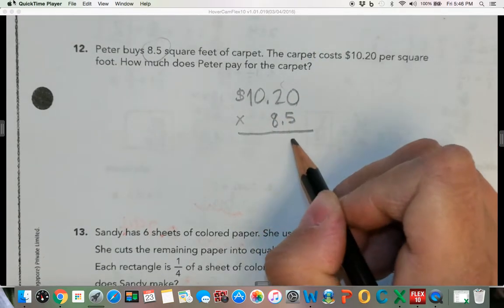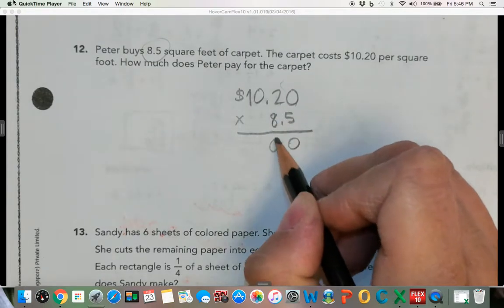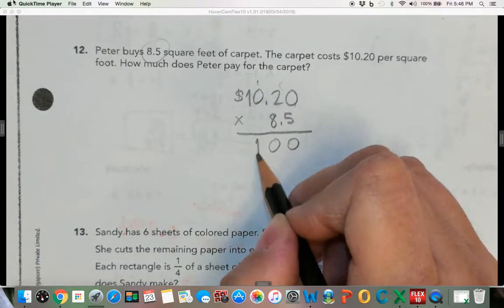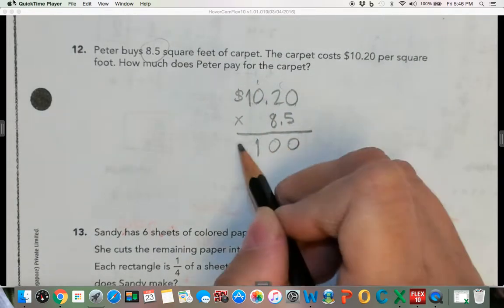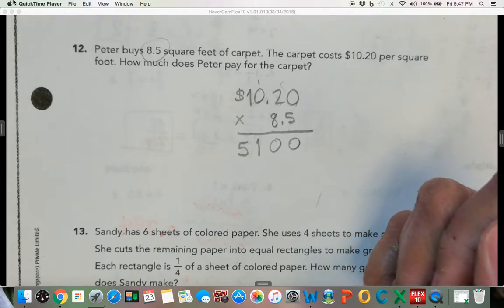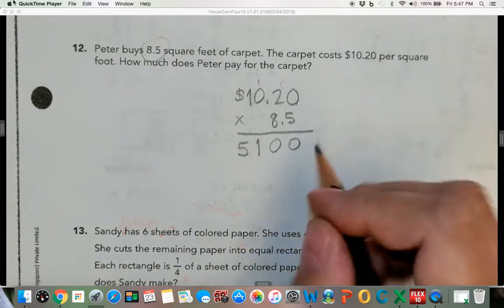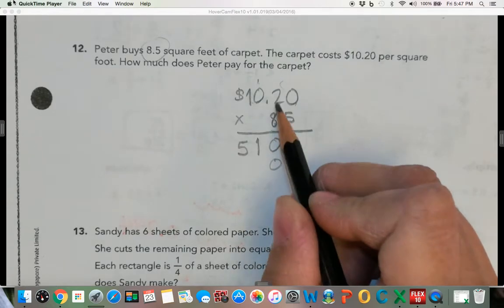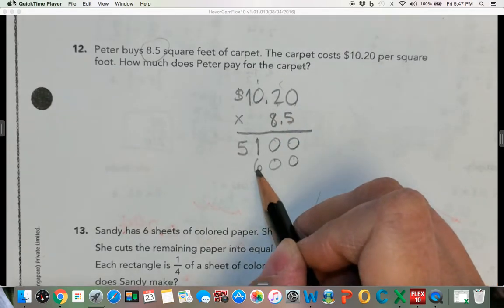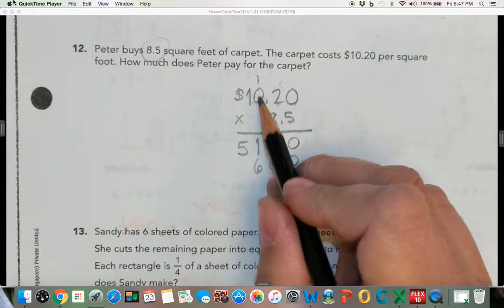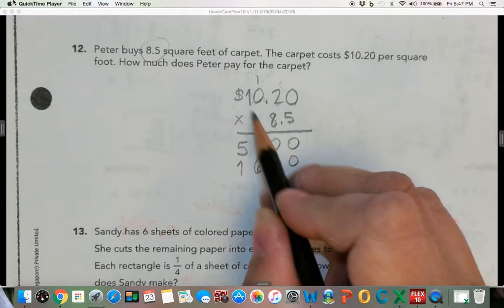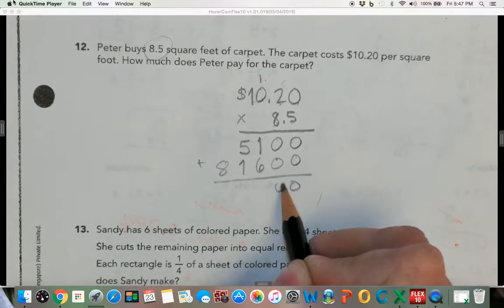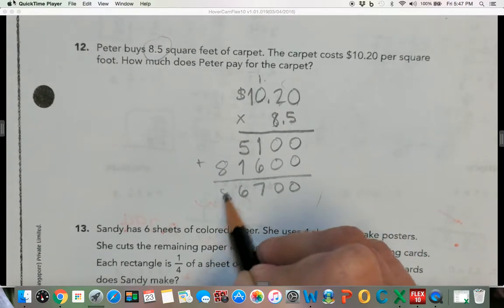5 times 0, 0. 5 times 2, 10. Carry the 1. 5 times 0 plus 1, 1. 5 times 1, 5. Placeholder. 8 times 0, 0. 8 times 2, 16. Carry the 1. 8 times 0 plus 1, 1. 8 times 1, 8. Add them all together. 0, 0, 7, 6, 8.